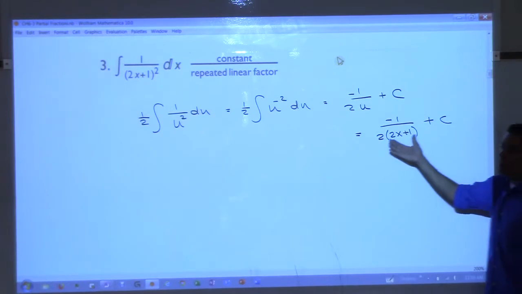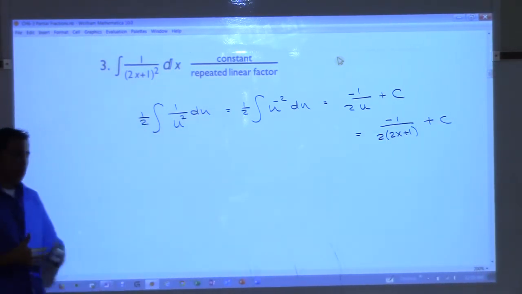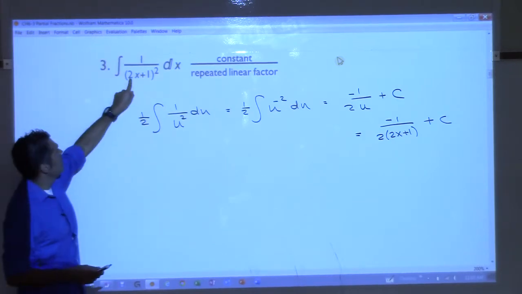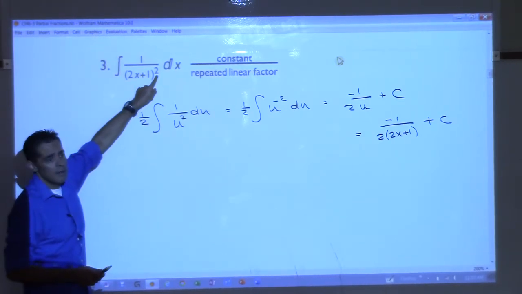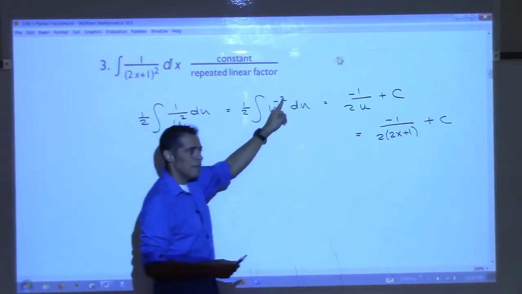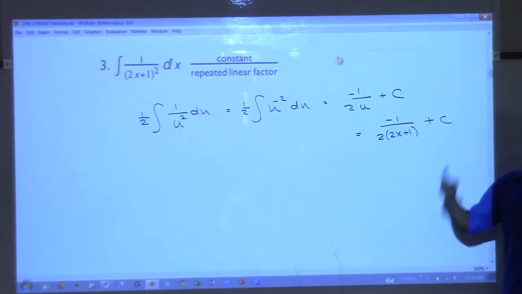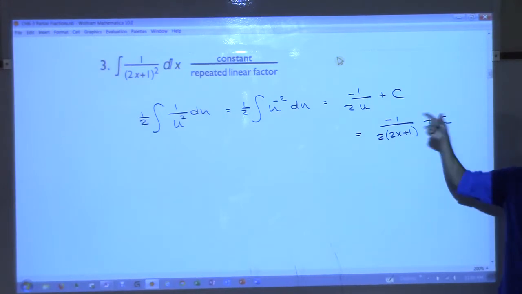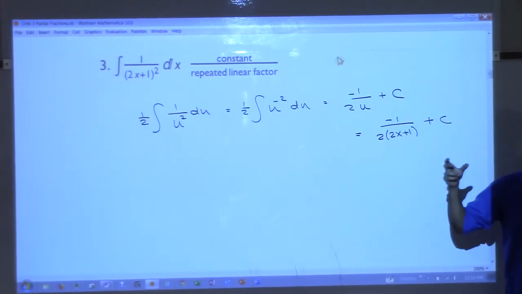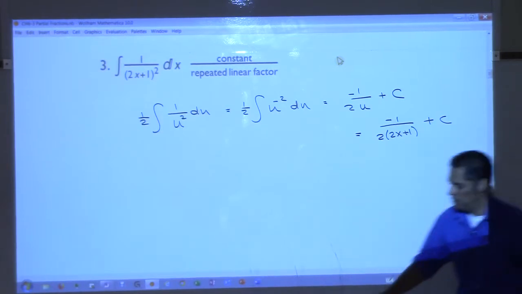Okay, so maybe on this one you have to write a few things down, but you don't want to have to go through the whole procedure. What would change if this was 2x plus 1 to the 5th? Same thing, right? Except this would be 1 over u to the 5th, this would be u to the negative 5, and then you would have your power rule and you could do it. So constant over linear factor, or linear term, we're good, right? Constant over repeated linear, we should be good. Just a basic u substitution. All right. We move on.